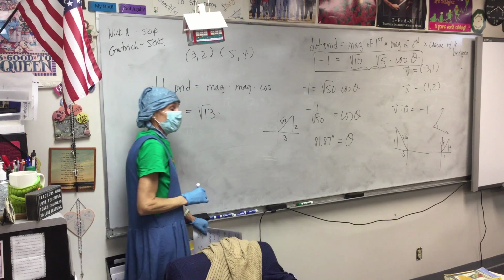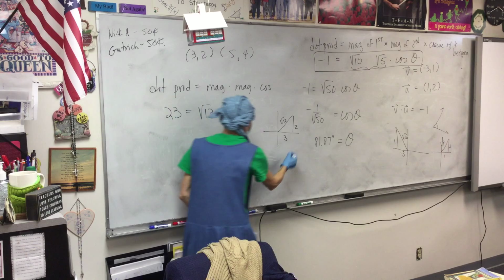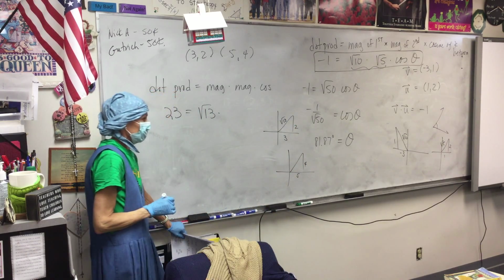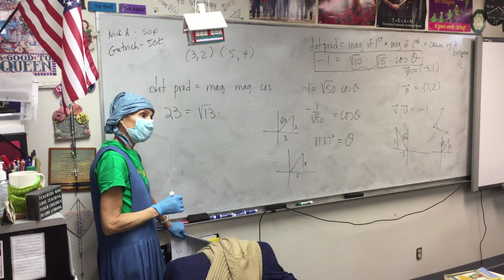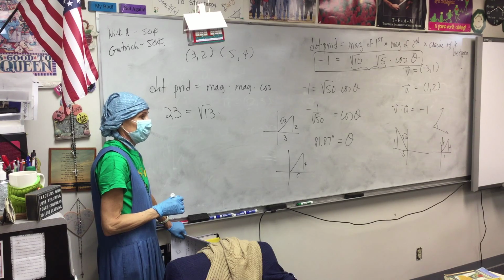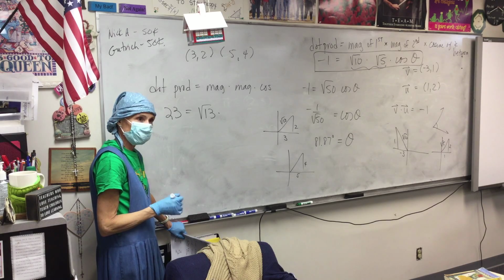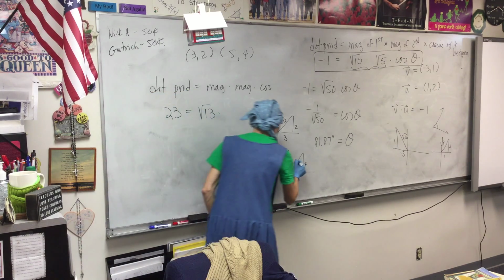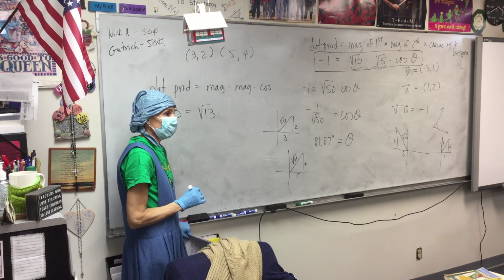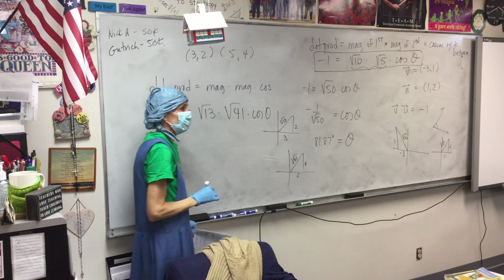And then what do I do? Find the magnitude of the other one. So do the same thing, but this time it's over 5, up 4. Do the Pythagorean theorem. What's 5 squared? 41. Square root of 41. Right? And times cosine, and I do not know that yet. That's my variable.